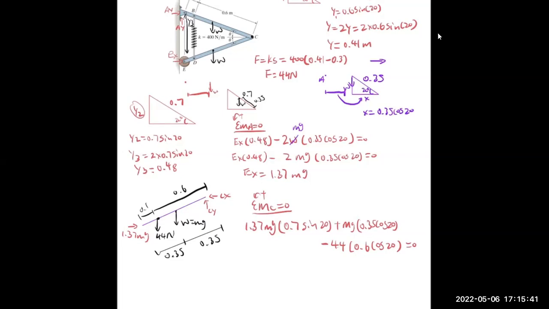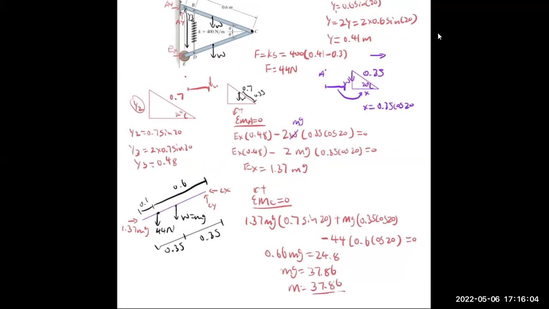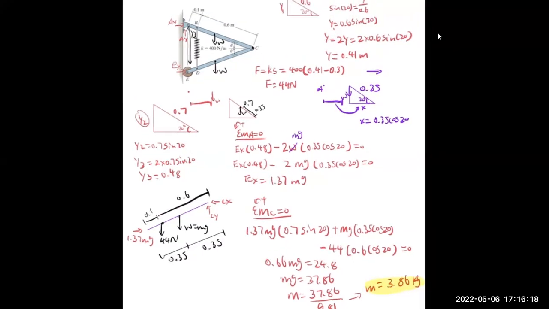All right, then if we reduce this equation down, we're going to get 0.66 mg equal to 24.8. And then we solve for mg. So mg will be equal to 37.86. And then m will be 37.86 divided by 9.81. So we get m will be equal to 3.86 kilograms. Okay. So that's the mass for each of the rods.